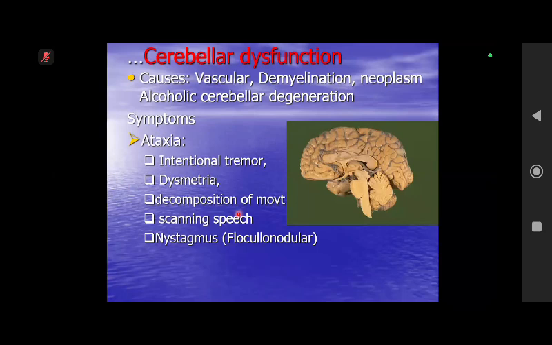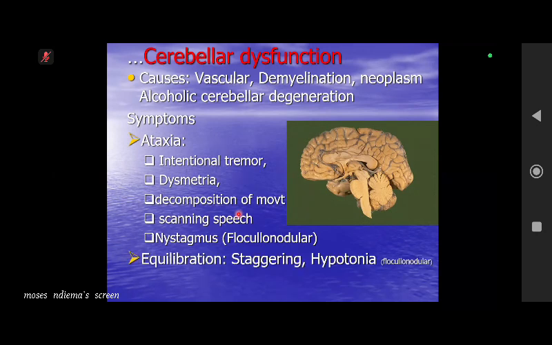Like I said, the cerebellum receives information from various parts of the brain. Nystagmus, that's movement of the eyes. You'll be able to look at that when you're looking at the visual system. Then we have problems with equilibration, staggering. Equilibration is maintenance of tone. Staggering, you're not able to coordinate your movements and therefore you stagger.